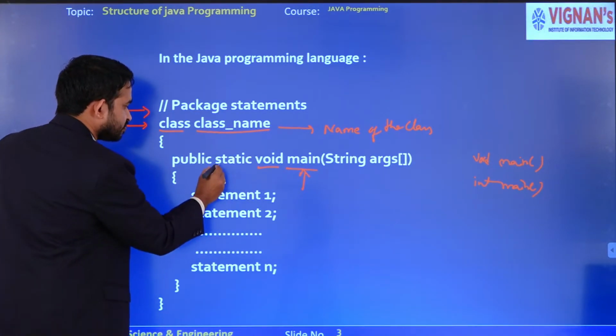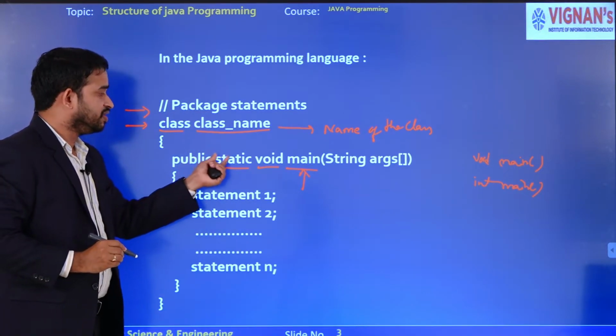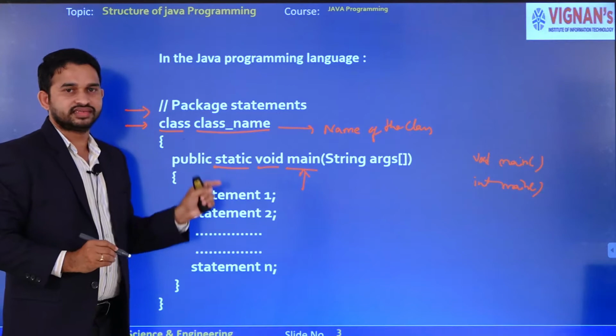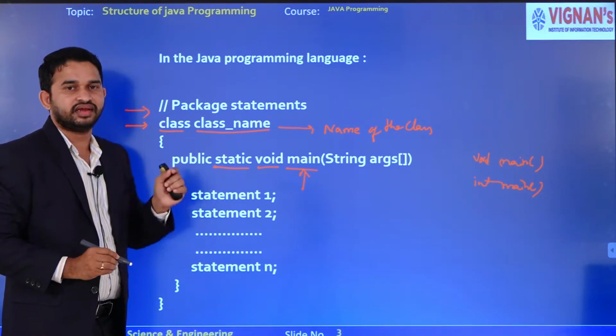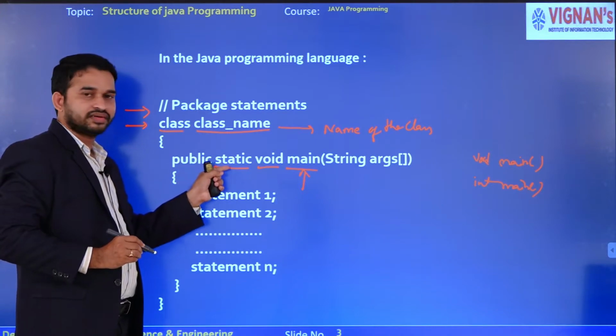What is the next keyword? Static. This is very, very important. What is the meaning of static? If a method is declared as static, we call it a static method. So what is the purpose of a static method here? Why did we declare static for the main method?